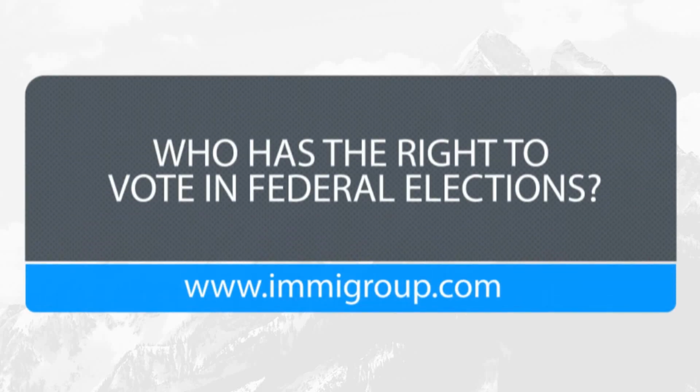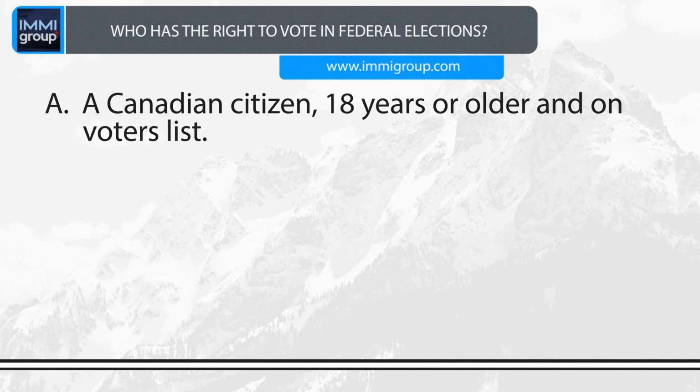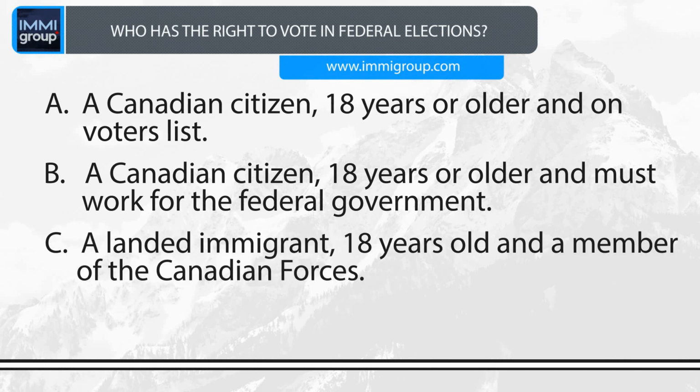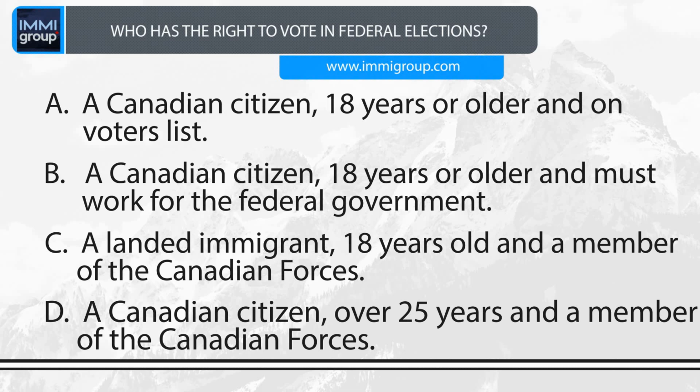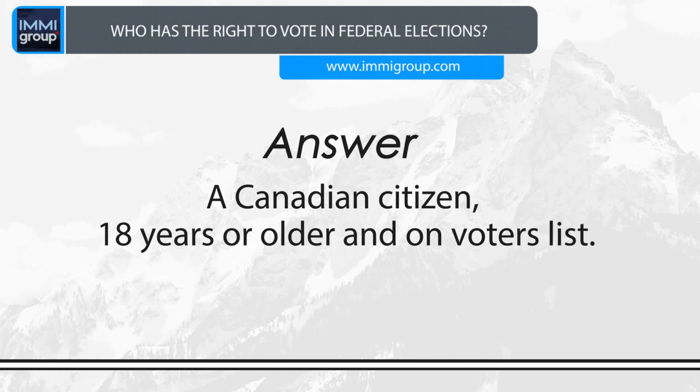Who has the right to vote in a federal election? A. A Canadian citizen 18 years or older and on a voters list. B. A Canadian citizen 18 years or older and must work for the federal government. C. A landed immigrant 18 years old and a member of the Canadian Forces. D. A Canadian citizen over 25 years and a member of the Canadian Forces. Answer: A Canadian citizen 18 years or older and on a voters list.